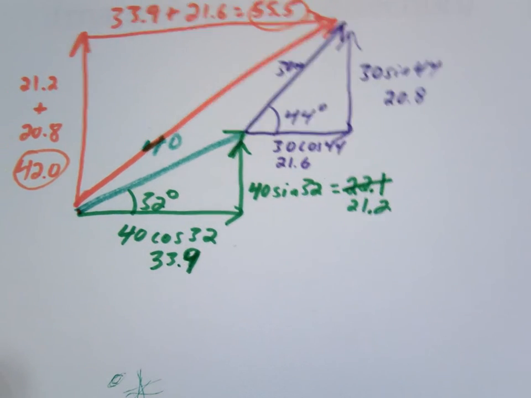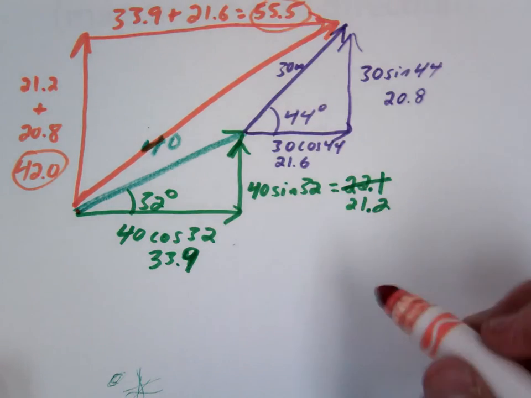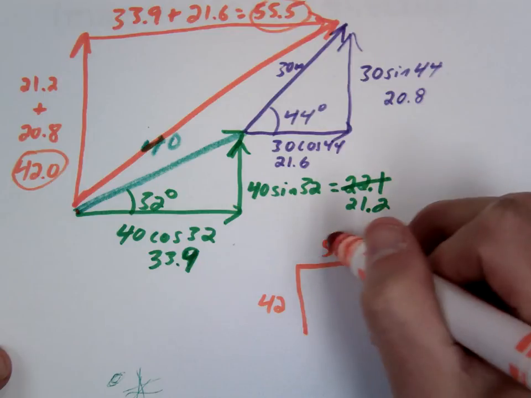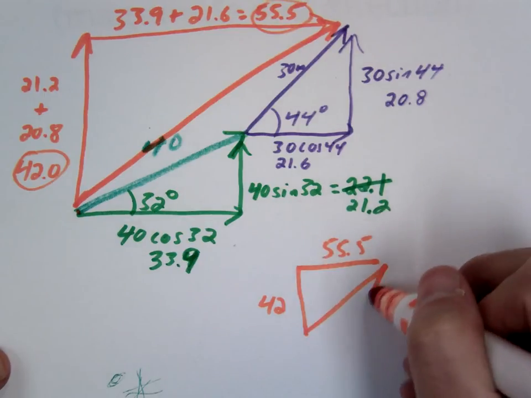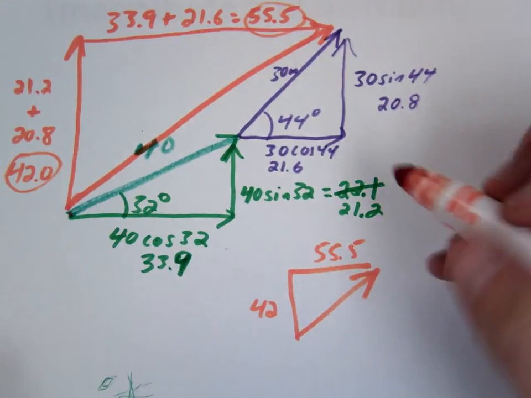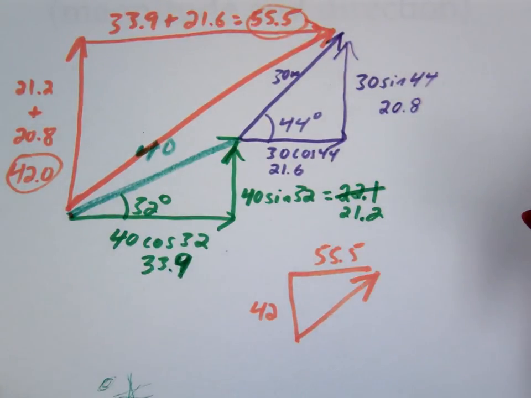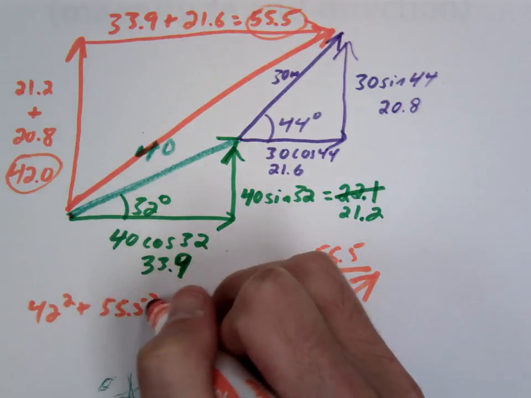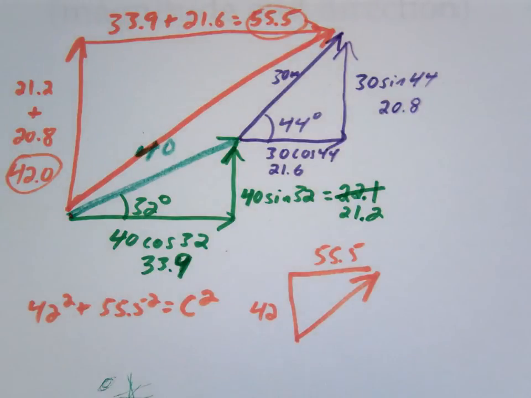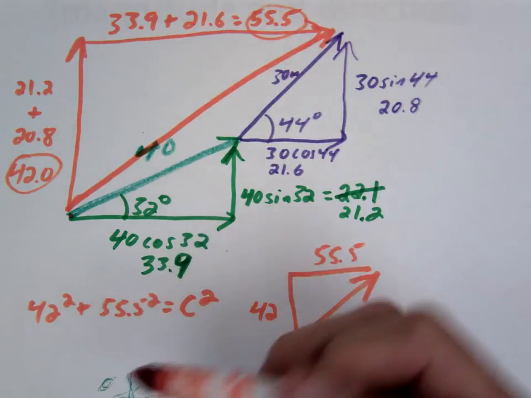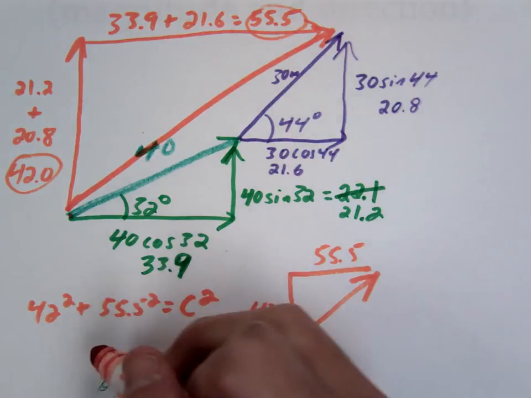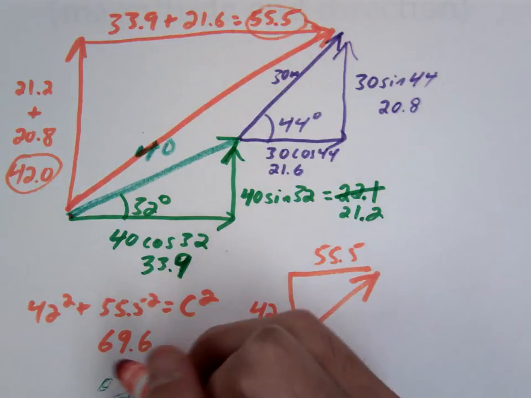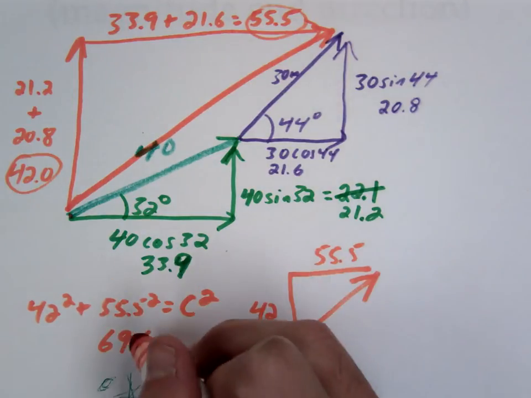Now our picture does get a little bit messy here, so a lot of times I just like to pull this out to the side. So this is 42, this is 55.5. We're now looking for this. At this point we're just going to use our Pythagorean theorem. So 42 squared plus 55.5 squared equals c squared. 69.6. So that's our hypotenuse.